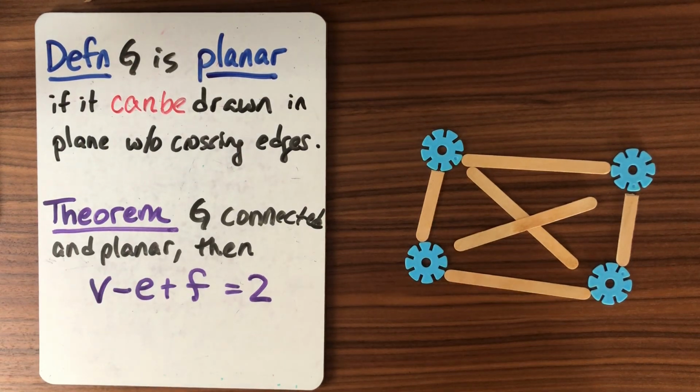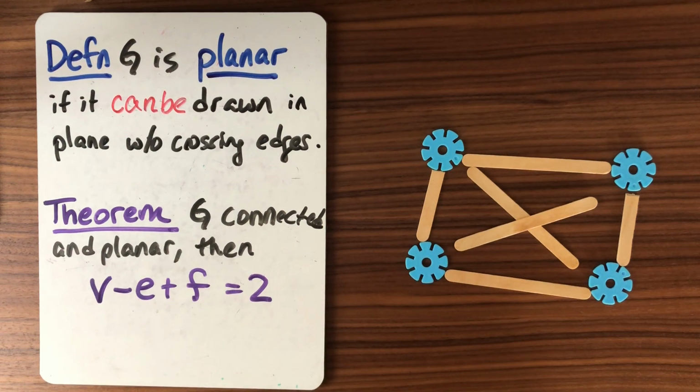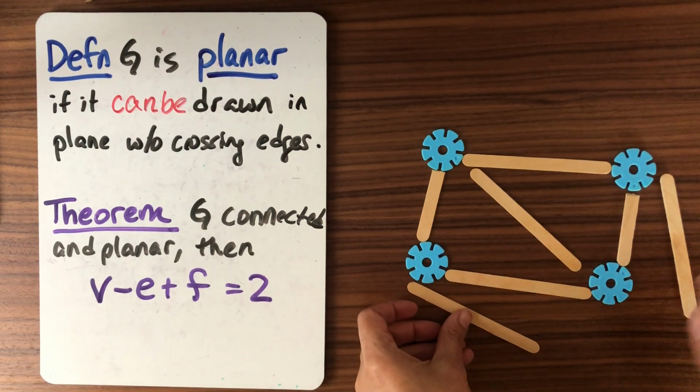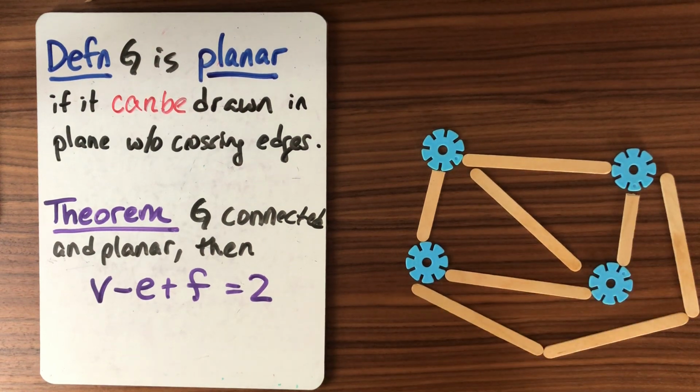So we've been talking for a bit now about planar graphs. Remember, the definition of a graph being planar is that you can draw it in the plane without the edges crossing. This is an example of K4, the complete graph on 4 vertices. I have not drawn it in a planar way, but that doesn't mean I can't. If I take this edge out and loop it around the outside instead, now I've drawn K4 so that we can see that it is indeed a planar graph.